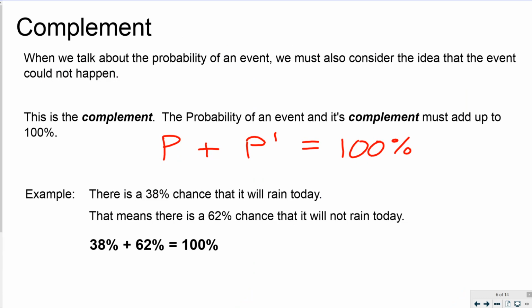So, the complement. When we talk about probability of an event, we must also consider the idea that the event will not happen. This is called the complement. We're not talking about being nice, okay, guys? The probability of an event and its complement must add up to 100%. So I've got P plus P prime equals 100%. This must always be true. So, example, there is a 38% chance that it will rain today, which means there is a 62% chance that it will not rain today, because 38% plus 62% is 100%.